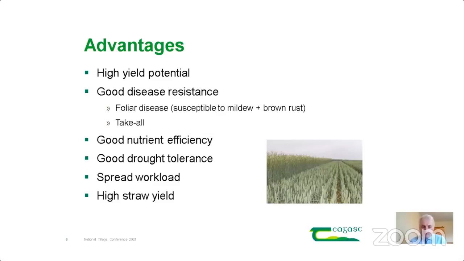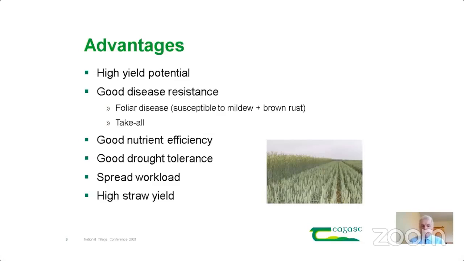Rye has a very extensive rooting system, and that confers very good nutrient efficiency and very good drought tolerance to the crop. So it's able to scavenge the soil for nutrients and water better than other crops. And that's obviously an advantage in current times when we're experiencing periods of drought more regularly perhaps than in the past.